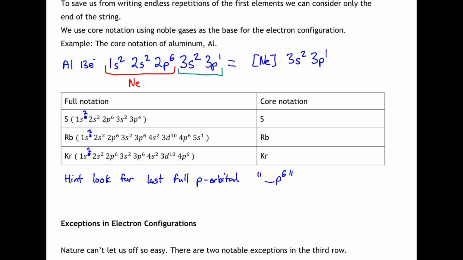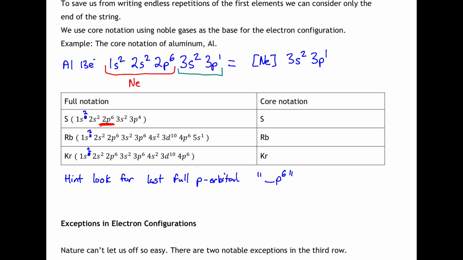Okay, so now let's look at sulfur again and look at where's the last full p orbital. Which p orbital is it? So we're looking and we see it here. We have the 2p6 as the last full orbital. So this corresponds to the end of the second row. What element is at the end of the second row? Yeah, so this is neon again.